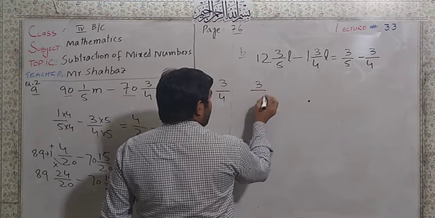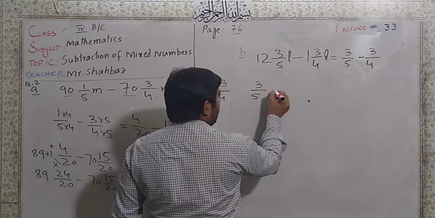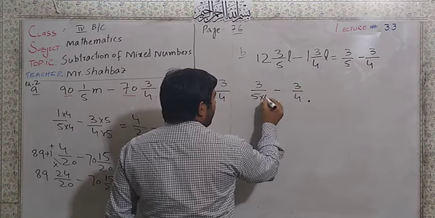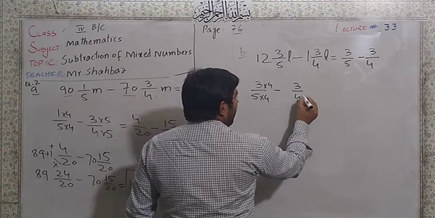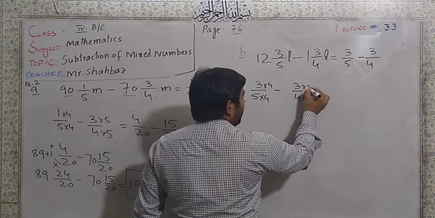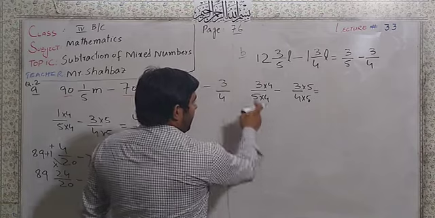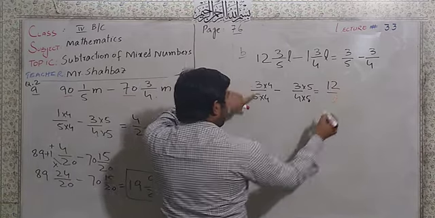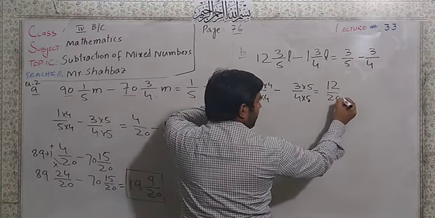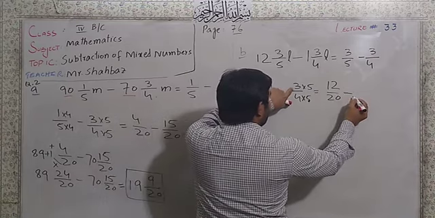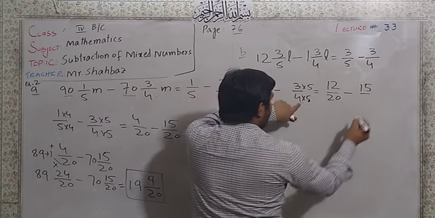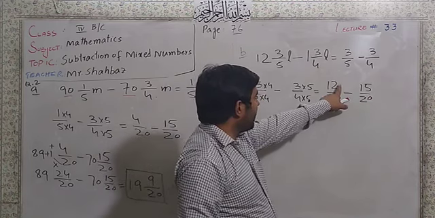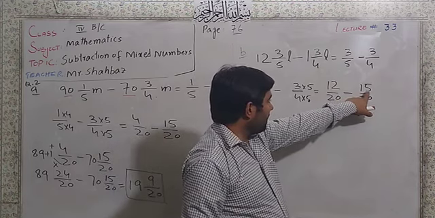How? 3 over 5 minus 3 over 4. To make 20, multiply 4 here and 4 also here. Multiply 5 and multiply 5. 3 4s are 12 and 5 4s are 20. Same, minus 3 5s are 15 and 4 5s are 20. Here you consider this 12 minus 15 is not possible.